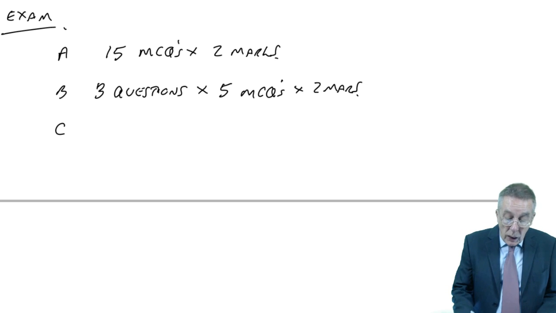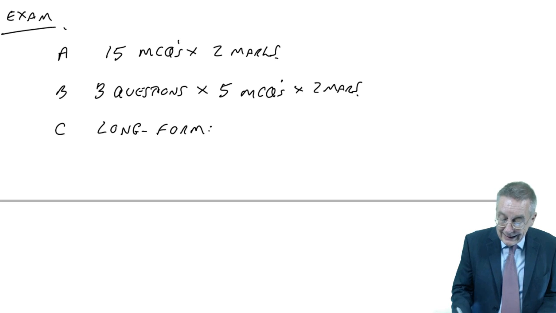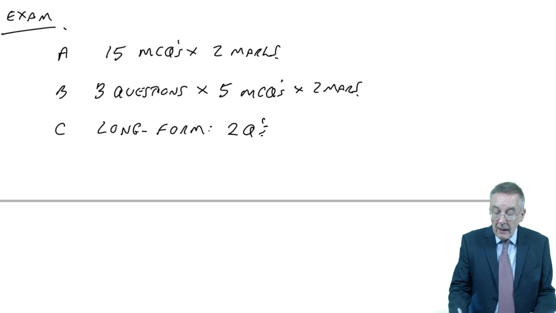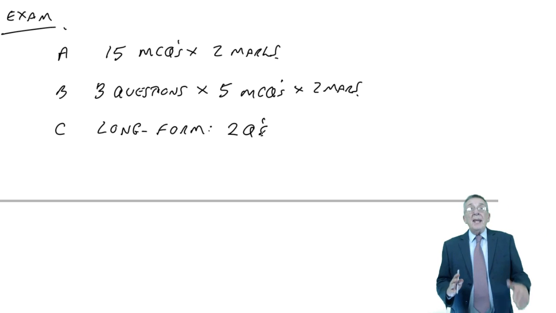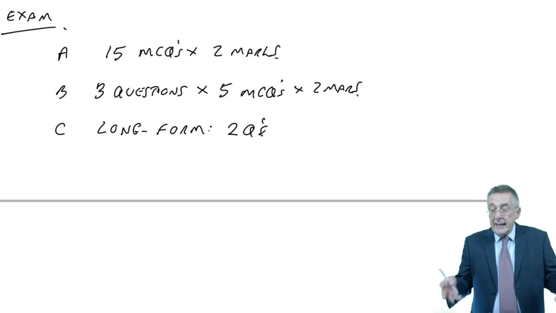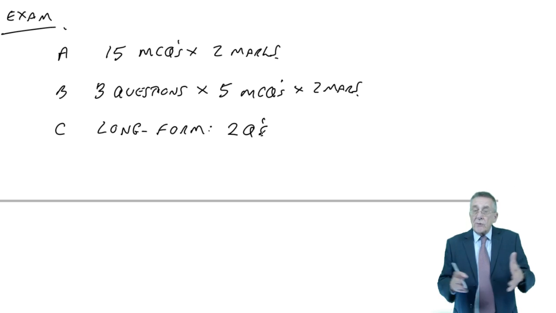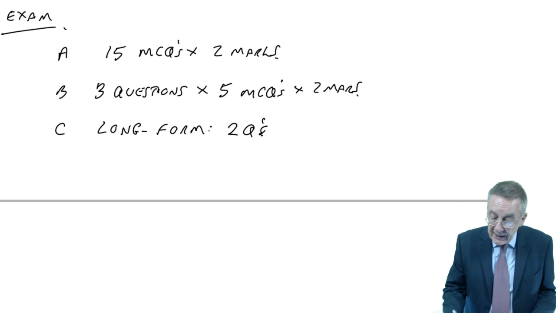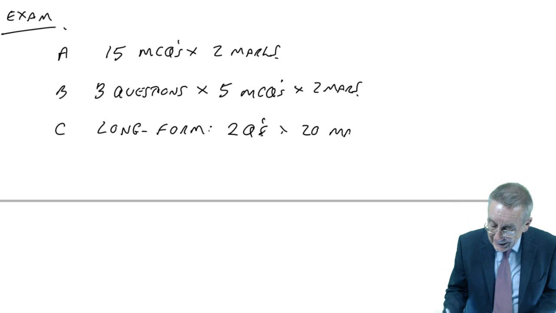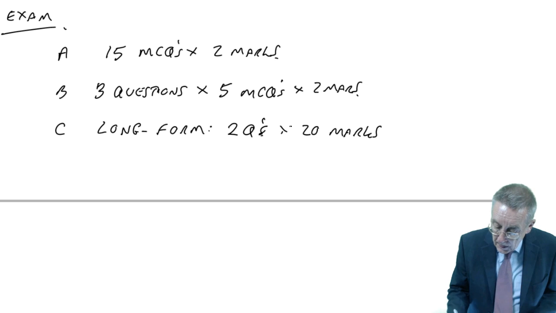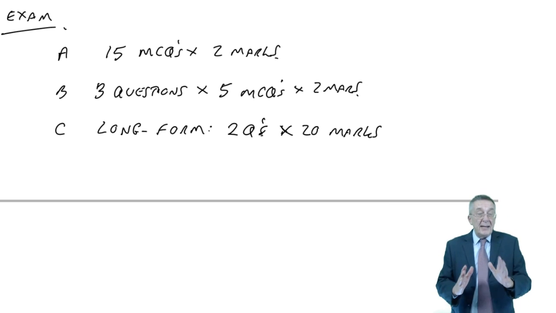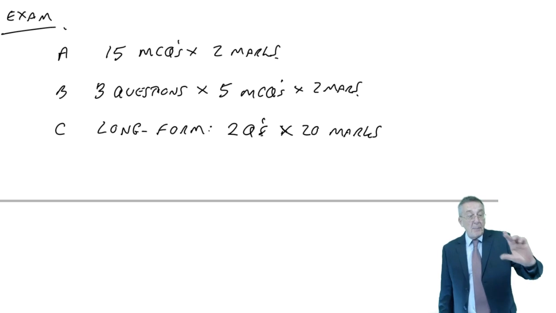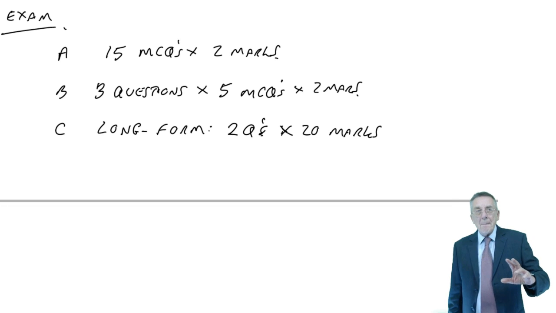Finally, part C. There are 2 what we call long form questions, where it's a full question, and instead of ticking an answer, you're expected to write the answer out in full. And each of them is 20 marks. And always each of them is split into sections. There might be a part A, a part B, a part C.